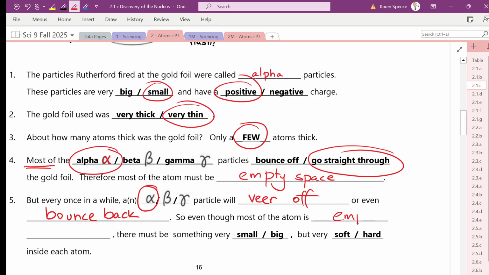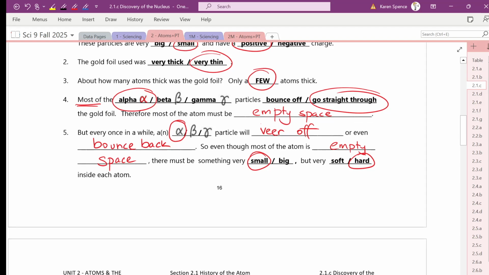Okay, so even though most of the atom is, what's most of the atom made of? Empty space. Because sometimes they are seeing things bouncing back, but it only happens every once in a while. So is the thing they're bouncing off very small or very big? Very small. See, you guys are genius scientists, right? And do you think if it's bouncing off it, is it hard or soft? It's hard. So there's something very small and hard inside each atom. Okay?